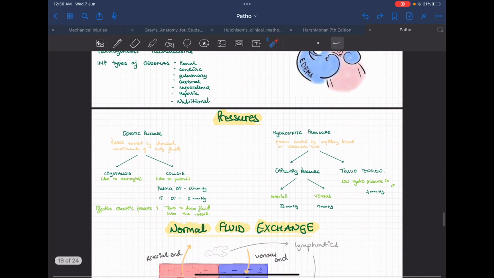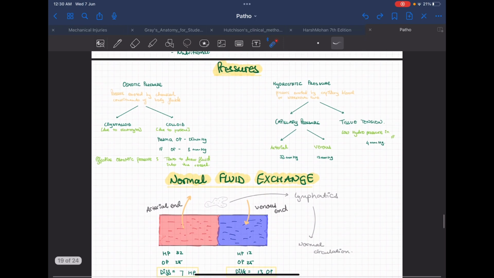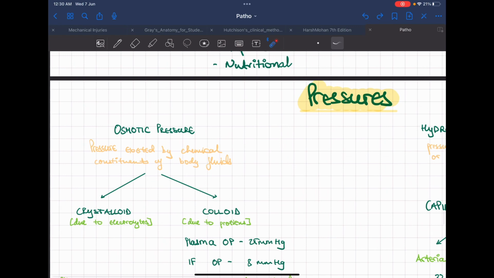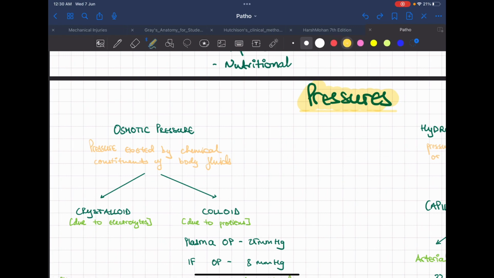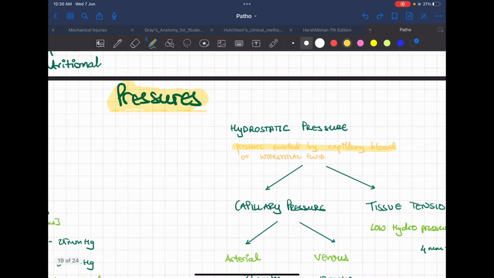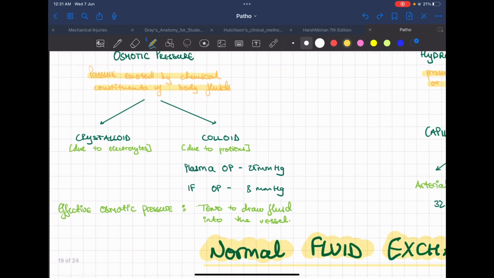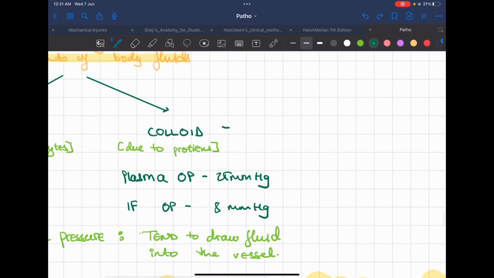So the basics of edema include a variety of pressures and the normal fluid exchange that takes place. Which are the different kinds of pressures included in this process? First is the osmotic pressure. It is nothing but the pressure exerted by the chemical constituents of the body fluids. And the hydrostatic pressure is the pressure exerted by the capillary blood or the interstitial fluid. Osmotic pressure is again of two types: crystalloid osmotic pressure and colloid osmotic pressure. Colloid osmotic pressure is also known as oncotic pressure.